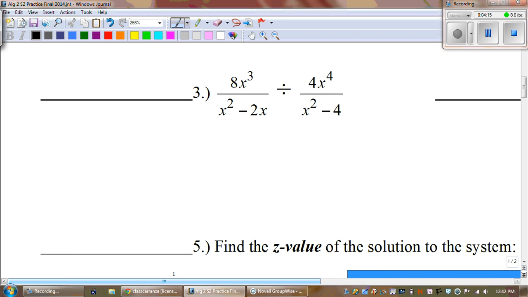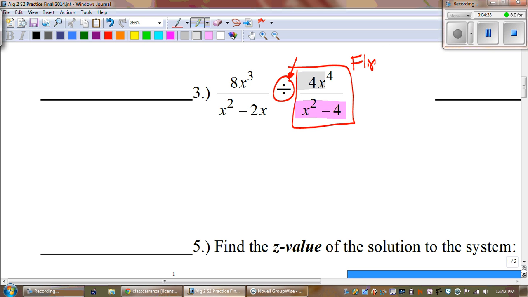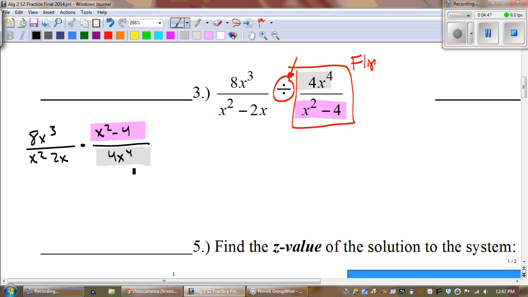Okay, number 3. The first thing that I noticed with number 3 is that we're talking about division. And if it's division, we want to make sure that we flip that second fraction. So when we rewrite it, we're going to have the 8x cubed and x squared minus 2x. That changes to times, and the pink comes up to the top and the gray down to the bottom. So x squared minus 4 and 4x to the 4th.